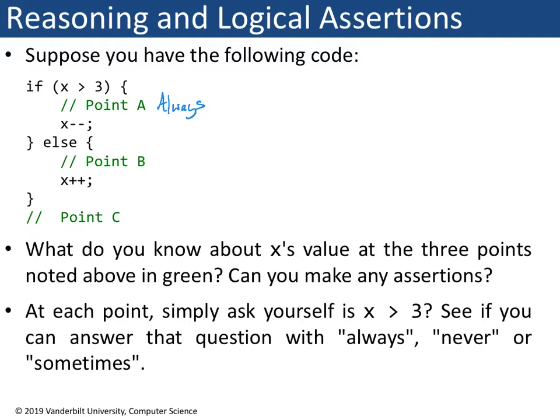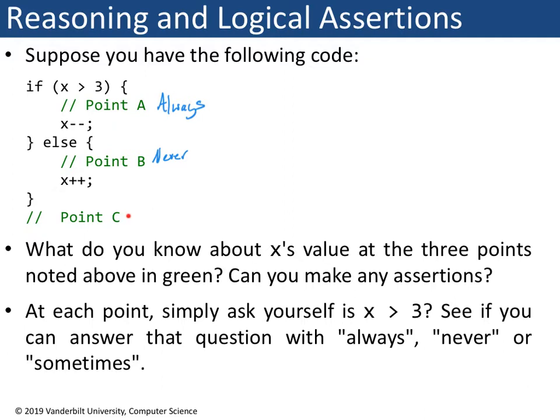What about at point B? Is x greater than 3? Always, never, or sometimes? Never. The only way that we can possibly get to this else statement and to the location that we're at, where this comment point B is, is if x is explicitly not greater than 3.